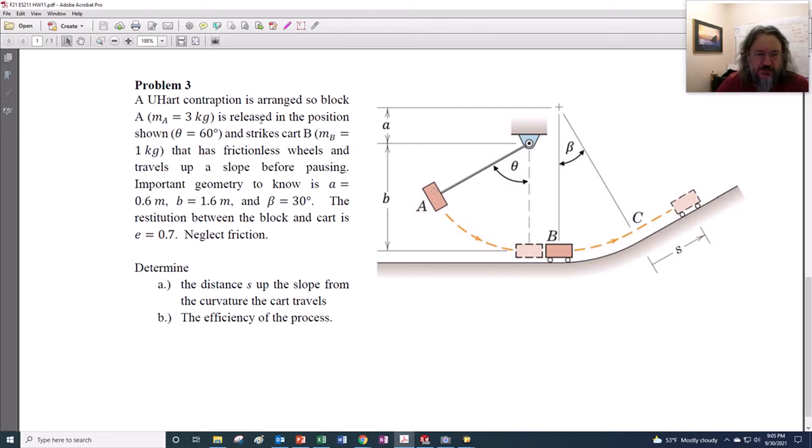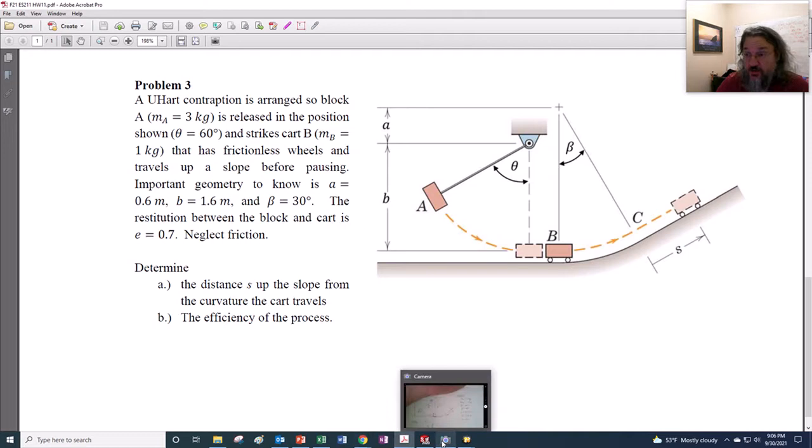Anyway, it's released from the position shown, at 60 degrees, and it strikes this cart that's about 1 kilogram. It's on frictionless wheels and it goes up a slope and then it pauses. Beta is given as 30 degrees, A is 0.6 meters, and B is 1.6 meters. The coefficient of restitution is 0.7. We want to find the distance S up the slope, and we want to find the efficiency of the process.